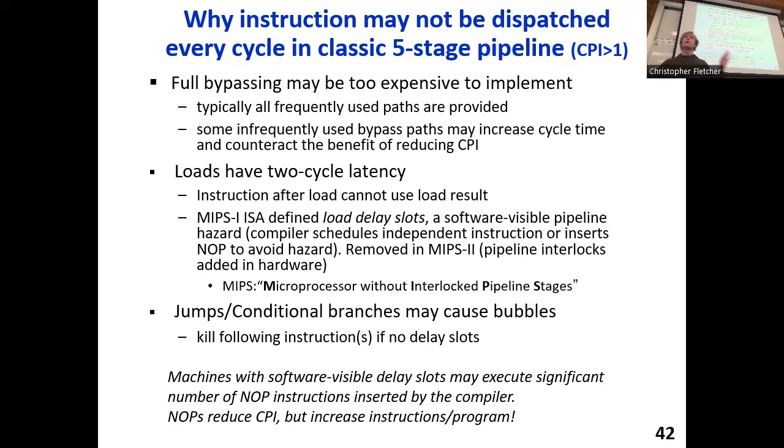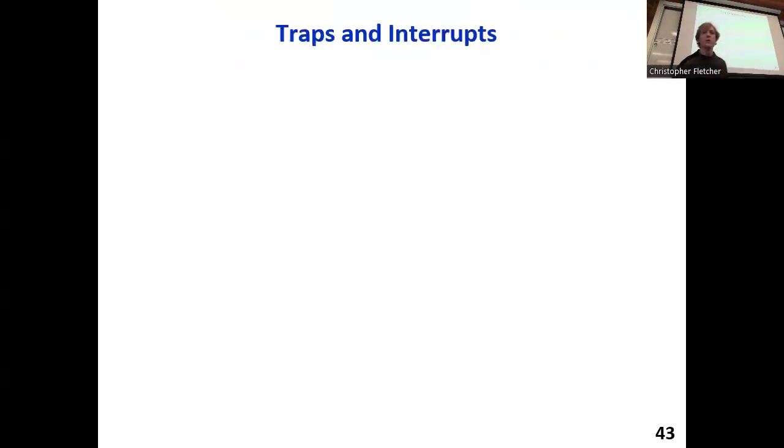Okay, that is it for basic pipelining and the three major hazards: data, structural, and control. We're going to take a brief detour and talk about traps, interrupts, and exceptions, which is kind of an orthogonal topic, but will provide some context for later lectures.